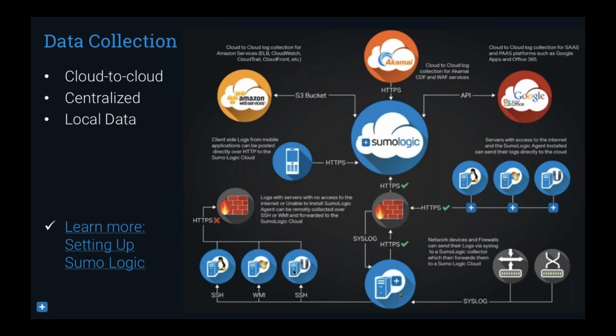Down at the bottom, opposite to cloud-to-cloud integration, we have integration with systems that you host in-house. So you can actually put a collector in each of your host servers and send your data over to us. Or if you don't have internet access on those machines, you can use this kind of solution here, where you have a centralized collector, and you use SSH or WMI to send that data over to that collector and onto Sumo Logic. Or similarly, you can send your data from your firewall devices, from your routers, straight to syslog over to that collector and onto Sumo Logic.